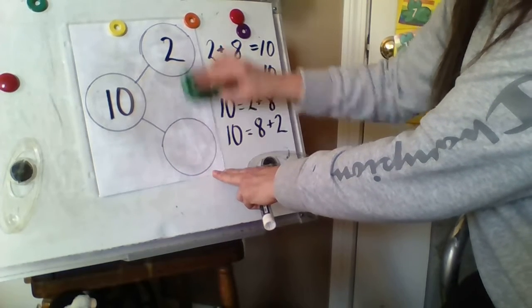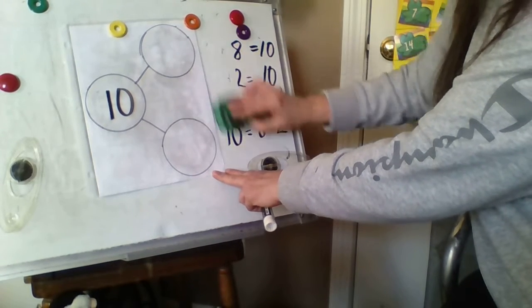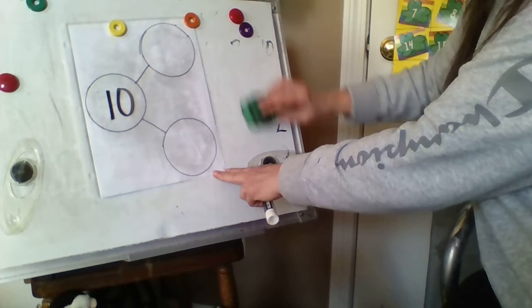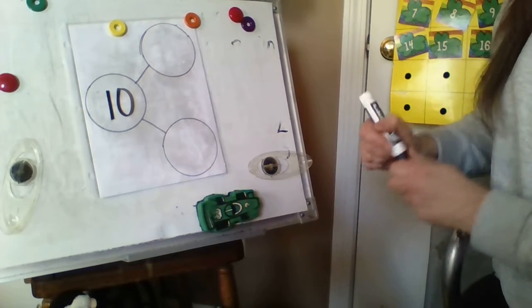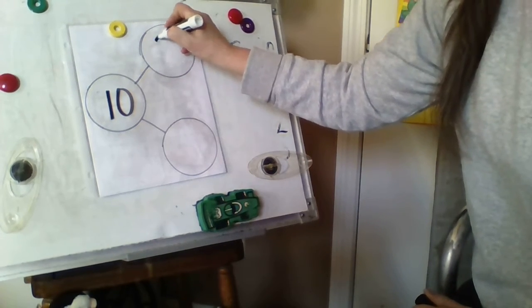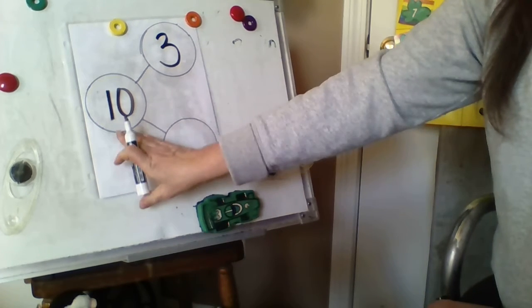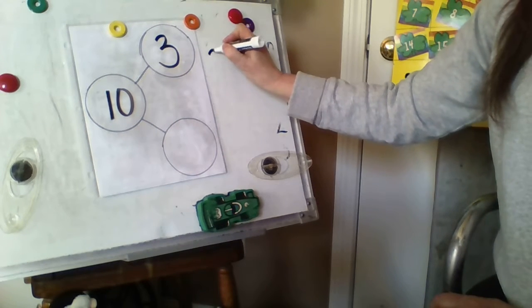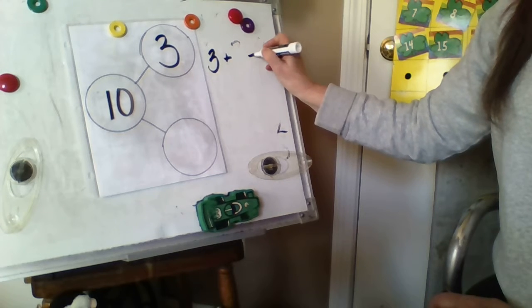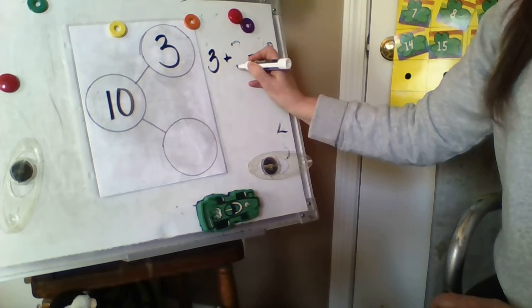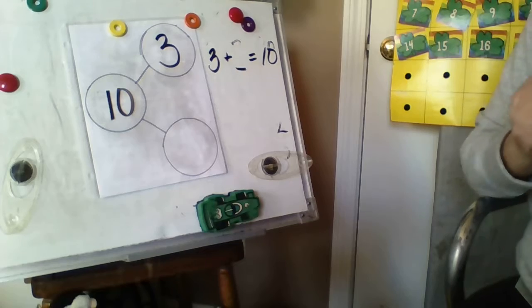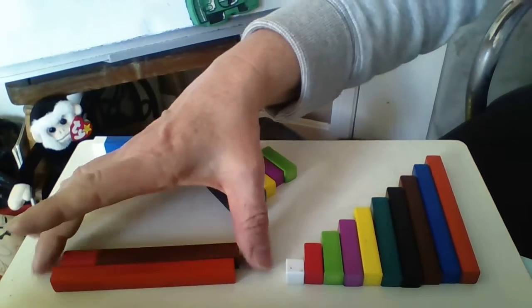What if we already did 1 and 9, we did 2 and 8. Can you figure out what would go here? 3 plus what equals 10? We're going to figure out. The rods can help us. Some of you know it. I could almost hear you saying it.